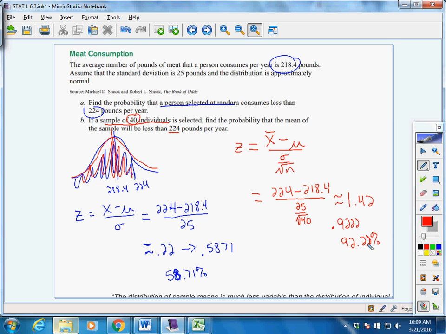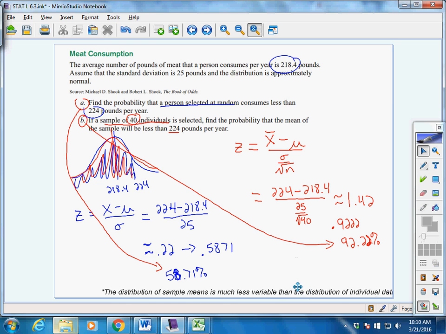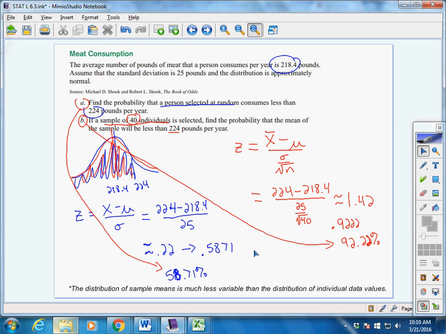So for part A, the probability that a person selected at random consumes less than 224 pounds is 58%. For part B, if we have a sample of 40 individuals, the probability that the mean of the sample will be less than 224 per year is 92.22%. We use the same numbers and we've got a pretty dramatic difference here. Why is that? Well, that's this part down here: the distribution of sample means is much less variable than the distribution of individual data values.